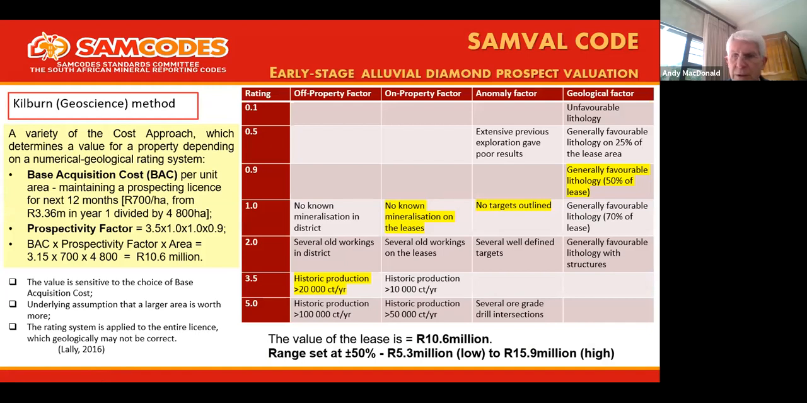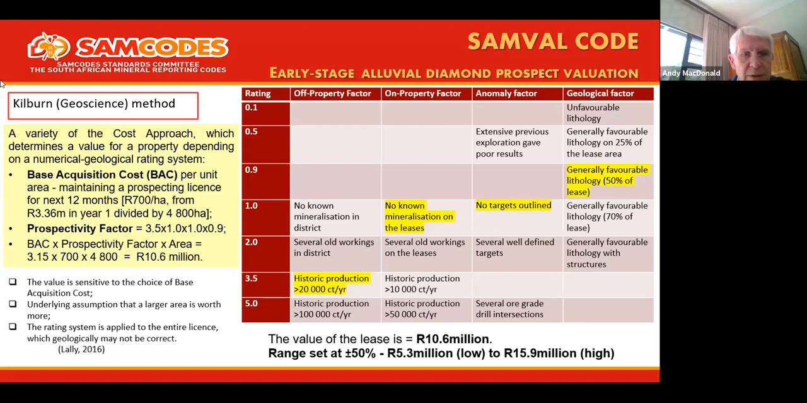Then we have the Kilburn Geoscience method. It has this grid, which talks about, let me just move that out the way. So it has these 4 factors: off-property factor, on-property factor, anomaly factor, and geological factor, and then various ratings down the side here. And so you need to then select internally here parameters that relate to your property. Now, I have adjusted the terminology in here to suit the diamond project. If you were working with an iron property or a gold property, the values in here would have to change. So in the Kilburn Geoscience method, there's 3 aspects that they want.